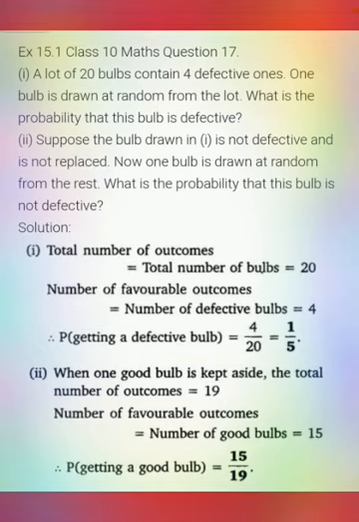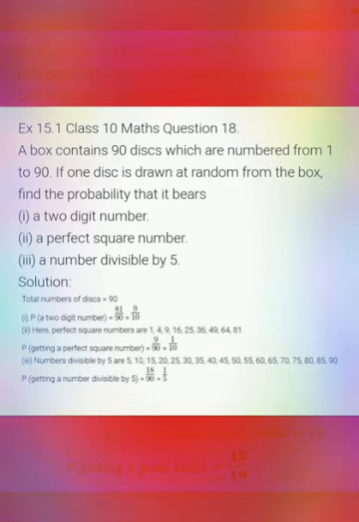Here there is no chance for simplification, no common factor for numerator and denominator. The fraction is 15 by 19. Can you understand? Okay. Now let us move on to question number 18.